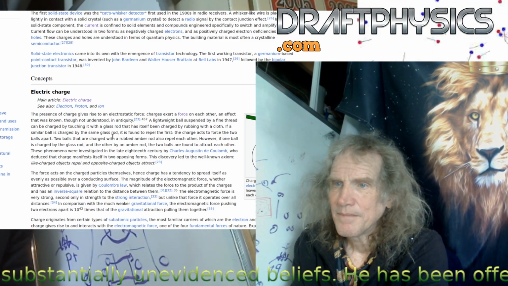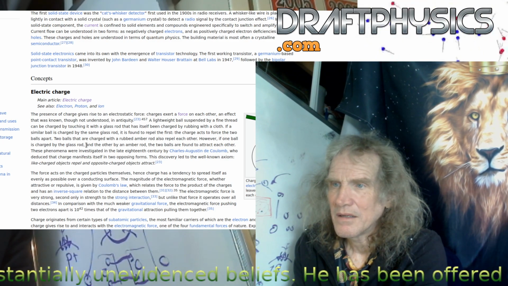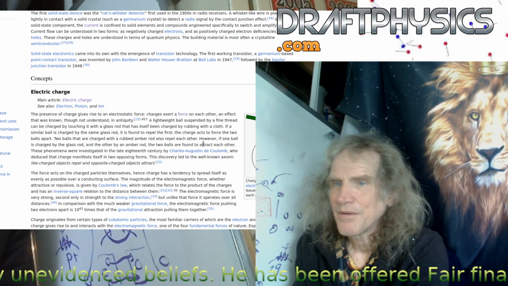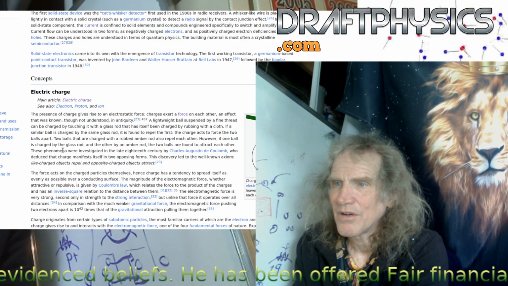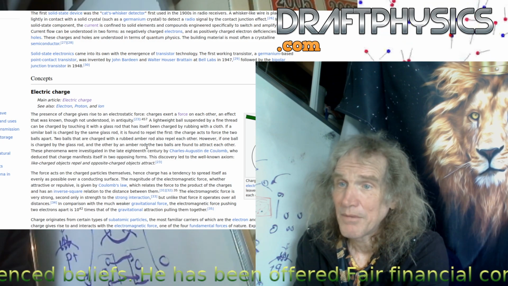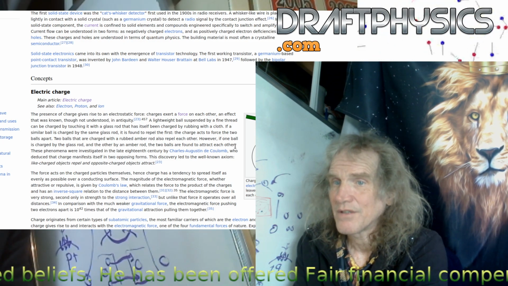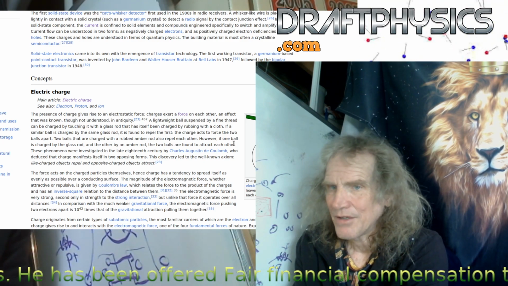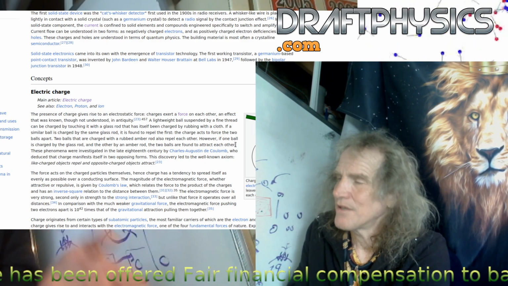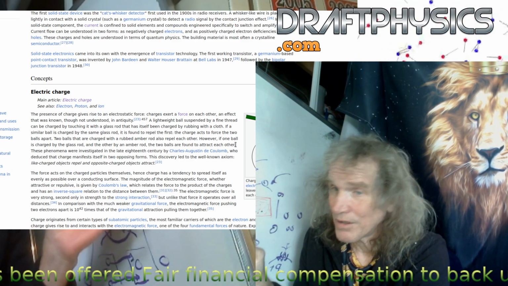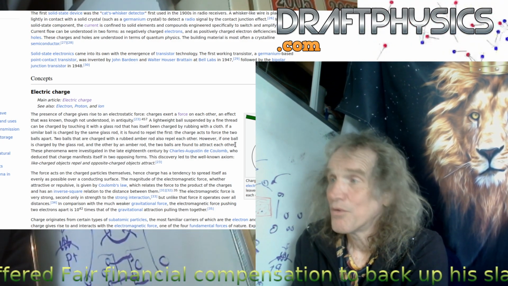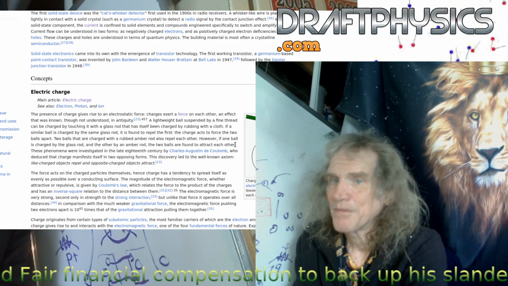All right, where was I? Two balls that are charged with a rubbed amber, who cares? However, if one ball is charged by a glass rod and the other by the amber rod, the two balls are found to attract each other. So you're just saying I have a lower pressure on one and a higher pressure on the other. Again, you can't simulate a true positive charge. You can just make it look like less charge, more like a proton, but you'll never get it to a real proton.